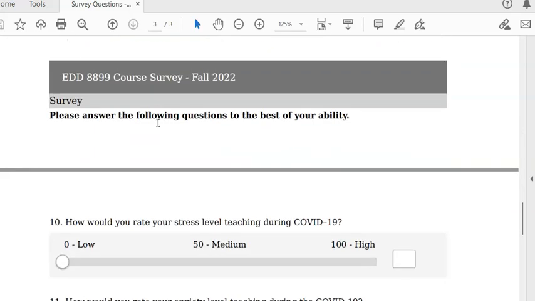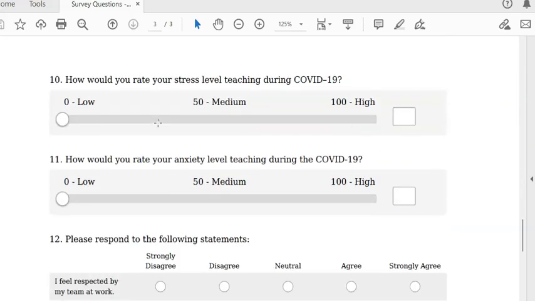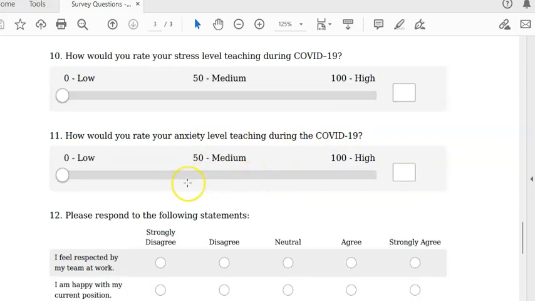Let's see. Here's an example. How would you rate your anxiety level teaching during COVID-19? That probably shouldn't be there, during COVID-19. This is a scale variable, and you can see this. It's literally got a scale in it from 0 to 100. Now, it also has some categories in here, so this is a little confusing.